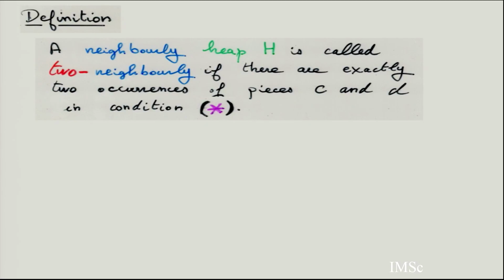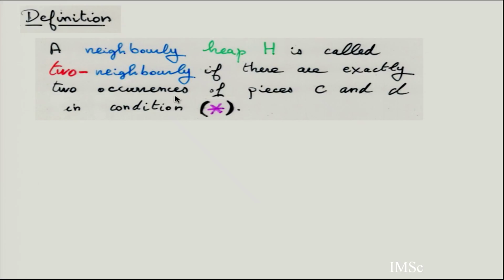Third definition: a neighborly heap is called 2-neighborly, a special case of neighborly heap, if there are exactly 2 occurrences of pieces C and D in the condition star at the beginning. There, there are at least 2 pieces. Now there are only 2, two and only two.